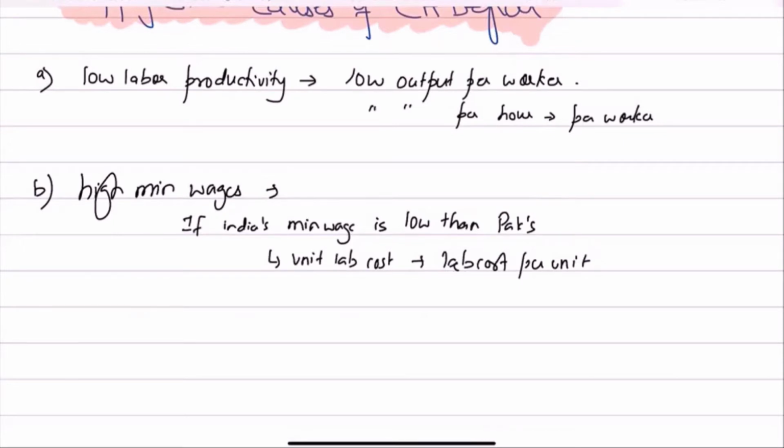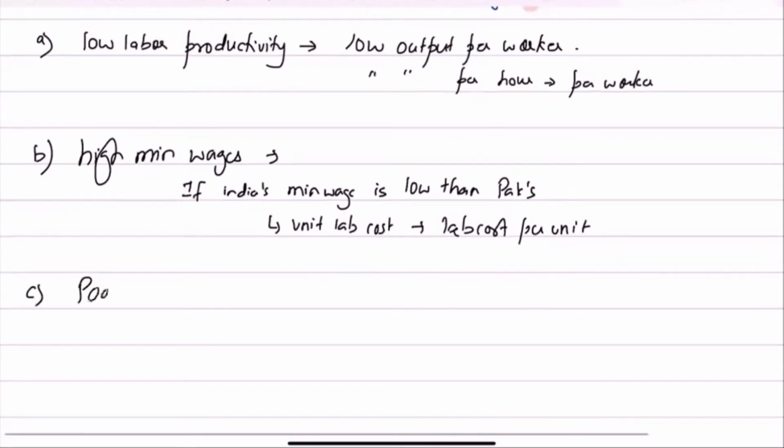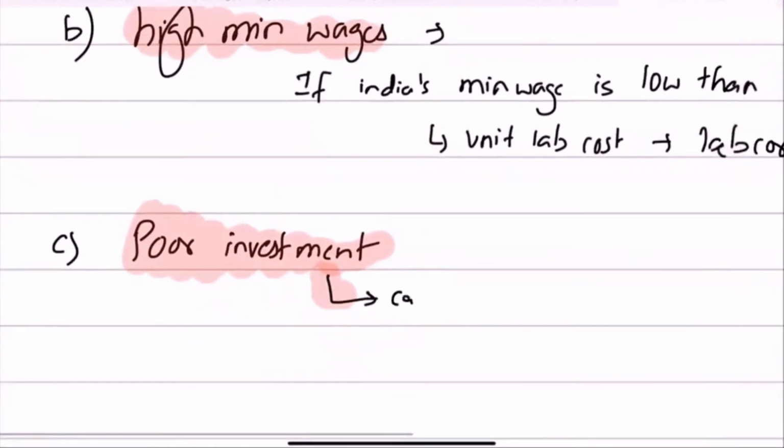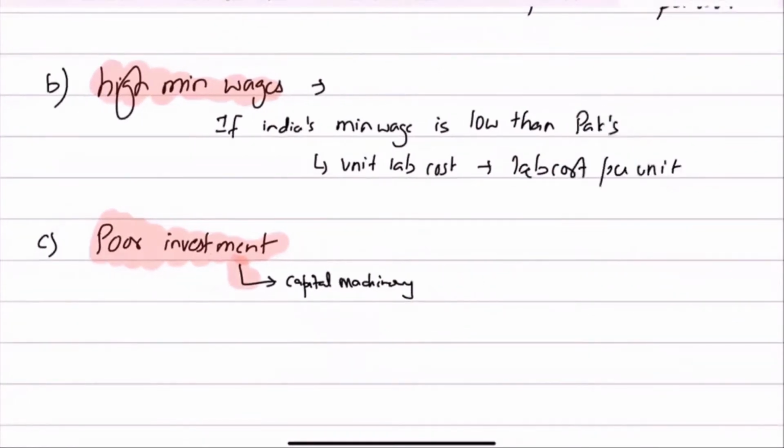So the third factor is poor investment. Investment means that you are putting in money, or buying capital machinery and equipment. That is what investment in economics is, when you allocate money to buying or increasing your capital stock, that is, you buy more machinery and equipment.